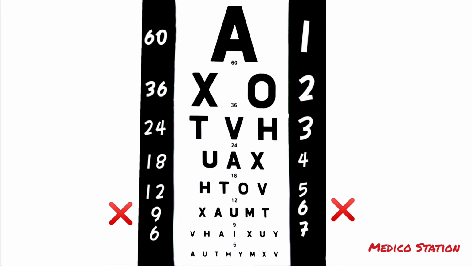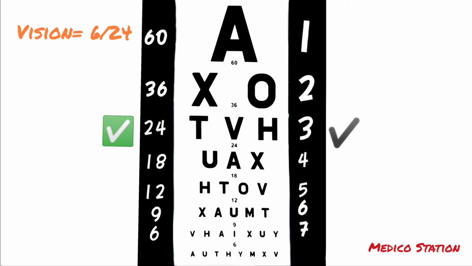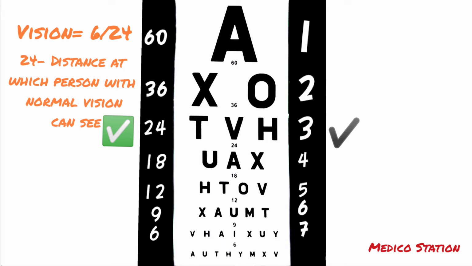Let's assume that this person is not able to read this line also. Then we tell him to read the upper line, and we continue to do this till the person is able to read a line. Let's assume that the person is able to read the line at the third row. That will mean his vision is 6 by 24. Here also 24 means that a normal person could have read it from a distance of 24 meter, but our subject is able to read it only from a distance of 6 meter.